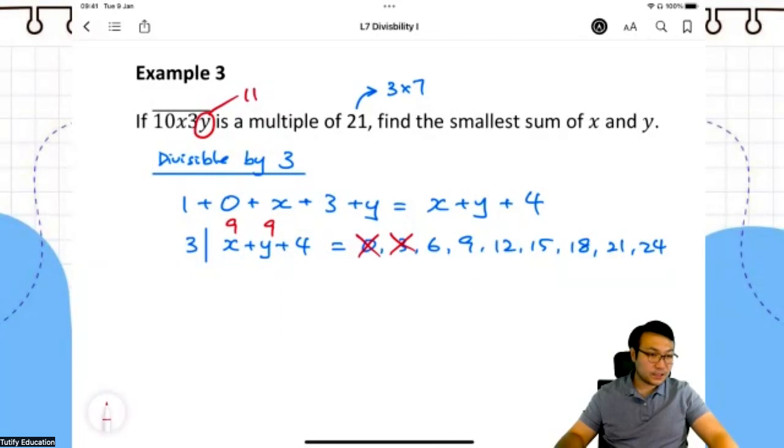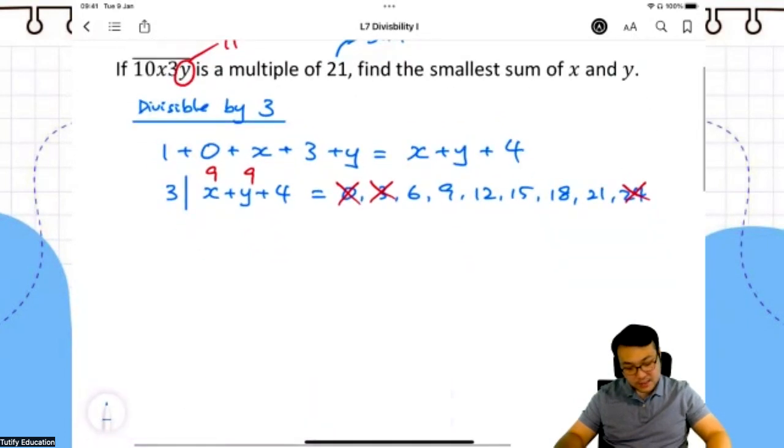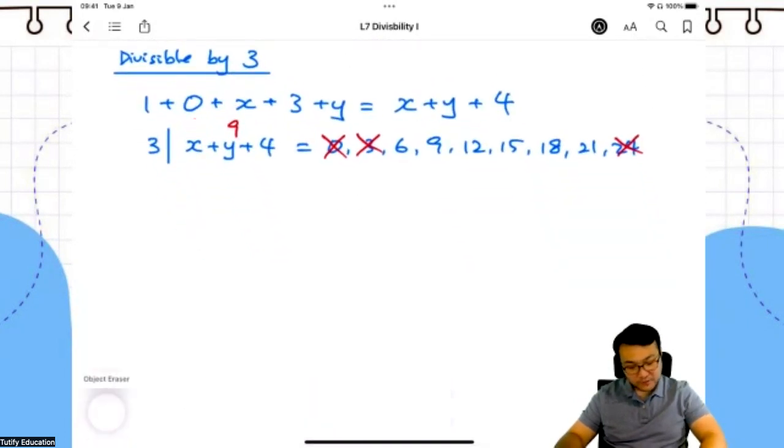So can I ever get 24? No. So is 24 possible? No. Okay, good. So now we realize that the possible values of x plus y plus 4 are all these. Therefore, x plus y could possibly be 2. What else?